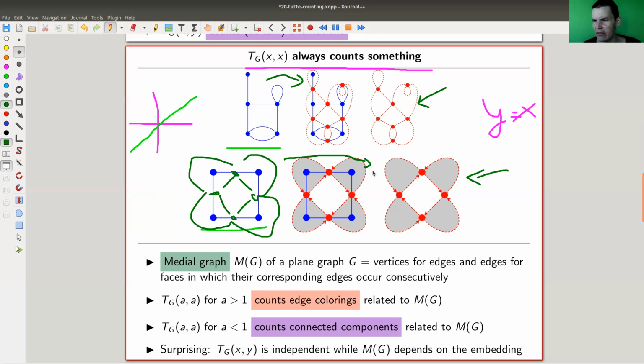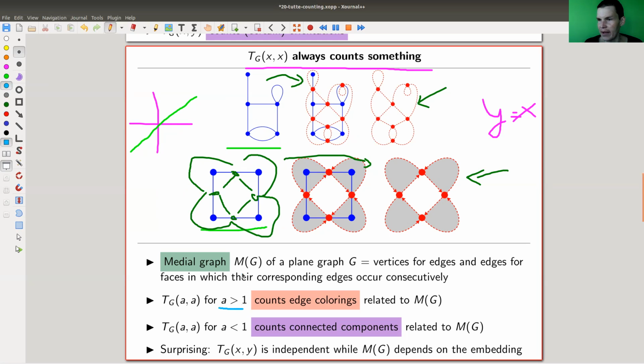So this is the medial graph, and it's absolutely not clear why the Tutte polynomial should know anything about that graph. In particular, this graph depends on the embedding. So if you choose a different embedding, then the graph might be different, okay? And the Tutte polynomial does not detect any embeddings. So what should be the relationship here? And it turns out that there's a really good relationship.